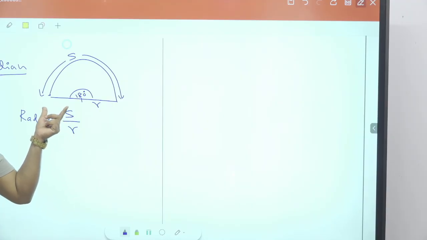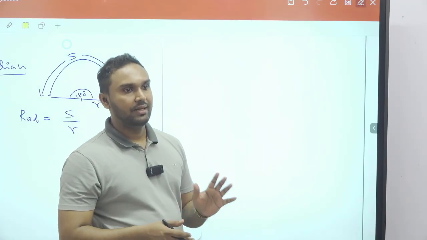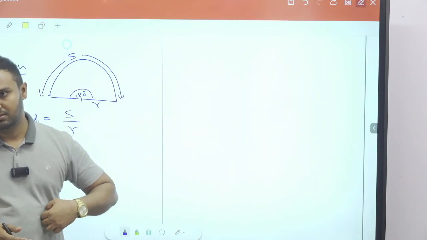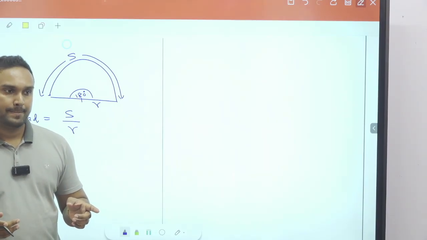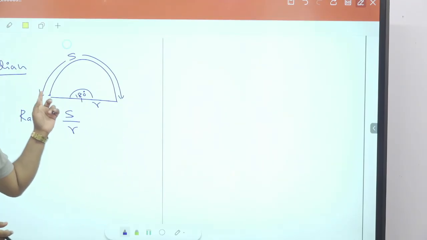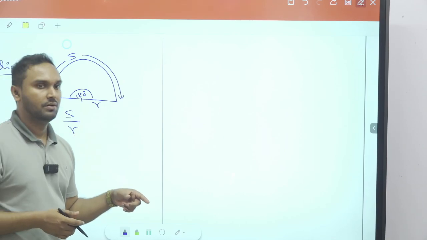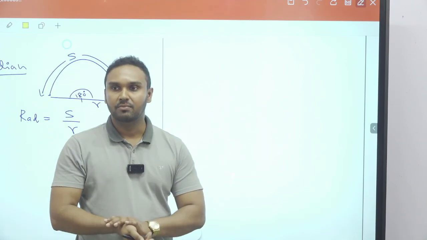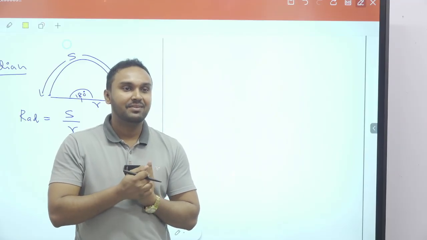So in any of the semicircles that you get, in any size, the S over R ratio is always constant, whatsoever the size of the semicircle. It could be larger, it could be smaller. If you divide the arc length by the radius, you get a constant value, which we call by a name. The constant has a different name.